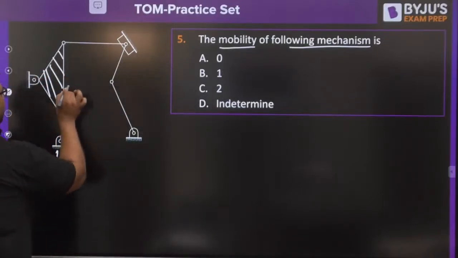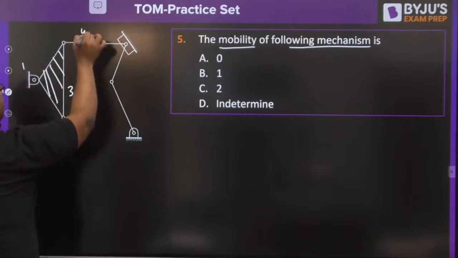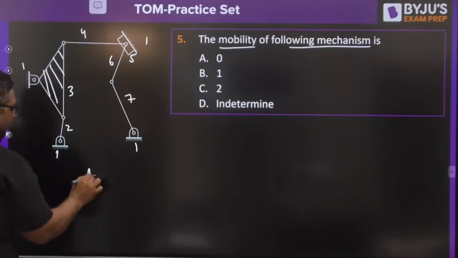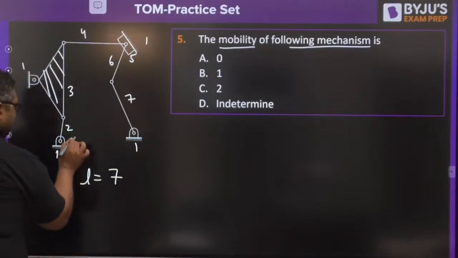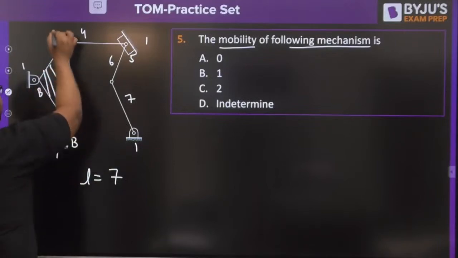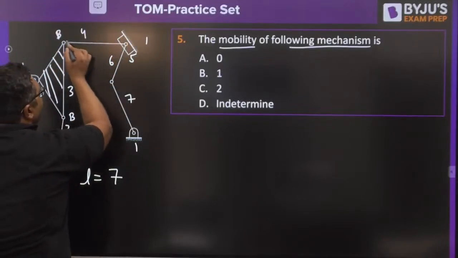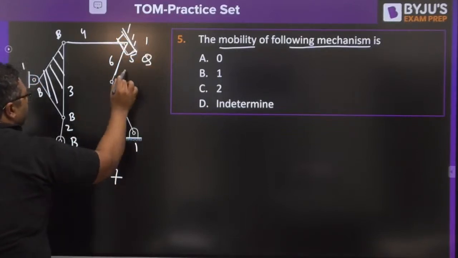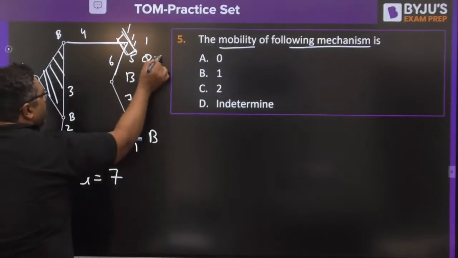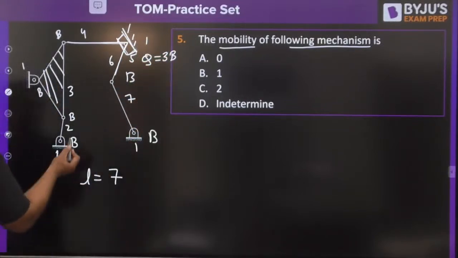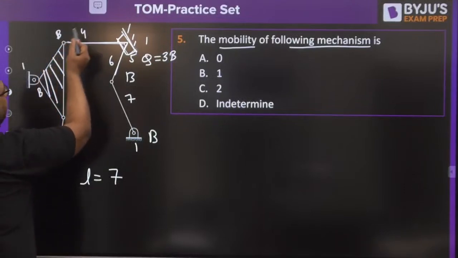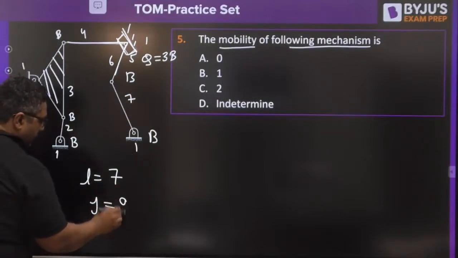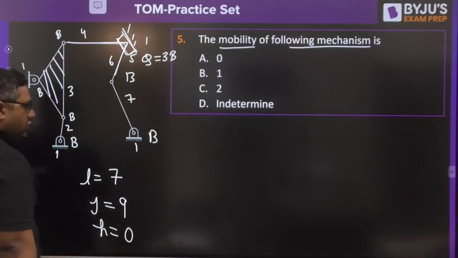Link number 1, link number 2, link number 3. Link number 1, link number 4, link number 5, link number 1, link number 6, link number 7, link number 1. The number of links are 7. This is a binary joint, binary joint, binary joint, binary joint. This is a quaternary joint: 1 link, 2 link, 3 link, 4 link. Quaternary joint. 1 quaternary is 3 binary. So 1 binary, 2 binary, 3 binary, 4 binary, 4 and 3, 7 binary, 8 binary, 9 binary. There is no higher pair, there is no redundant motion.